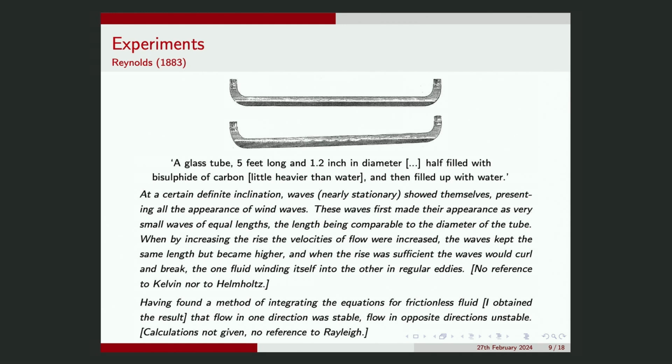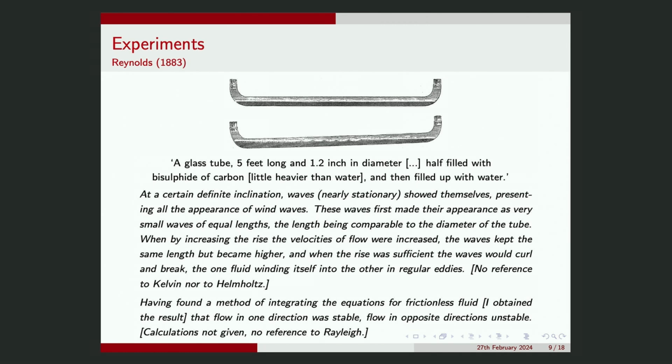He studies this in a tube which is closed, with two layers with different densities, so a glass tube 5 feet long and 1.2 inch in diameter, filled with bisulfide of carbon, which is a little heavier than water, and then filled up with water. So two fluids, and the tube is closed at the extremities, and it is tilted. So the upper layer goes up, the lower layer goes down, so there is a shearing at the interface, and we see here the instability with waves.